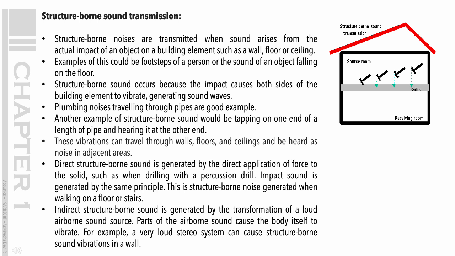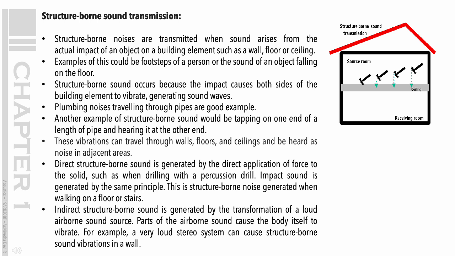Structure-borne sound transmission. Structure-borne noises are transmitted when sound arises from the actual impact of an object on a building element such as a wall, floor, or ceiling. Examples of this could be footsteps of a person or the sound of an object falling on the floor. Structure-borne sound occurs because the impact causes both sides of the building element to vibrate, generating sound waves. Plumbing noises traveling through pipes are a good example. Another example of structure-borne sound would be tapping on one end of a length of pipe and hearing it at the other end. These vibrations can travel through walls, floors, and ceilings and be heard as noise in adjacent areas.